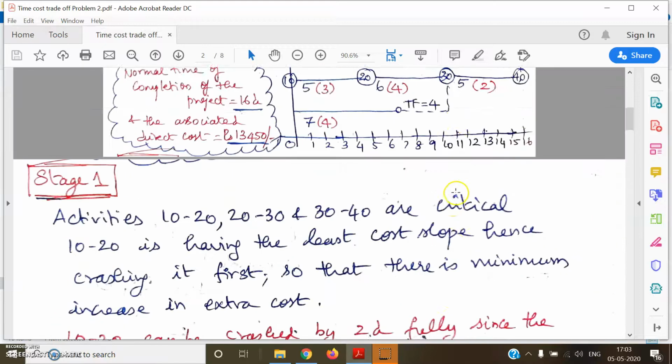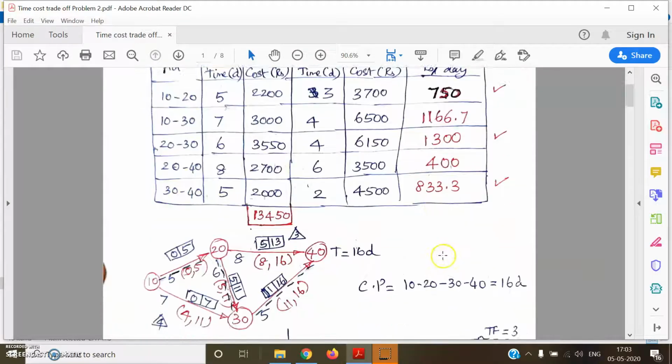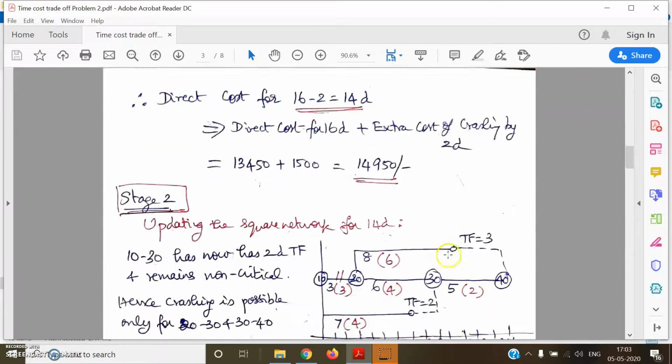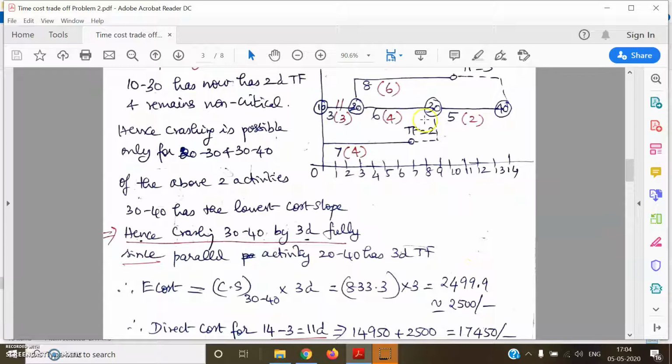One minute. If you see from the network, sorry, not 10-30, 20-30 is 1300 and 30-40 is 833.3. So 20-30 and 30-40 are the two critical activities now, and 30-40 has the lowest cost slope. Therefore, we have to go for crashing 30-40 in this second stage.